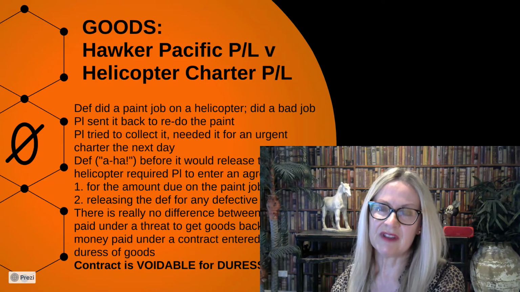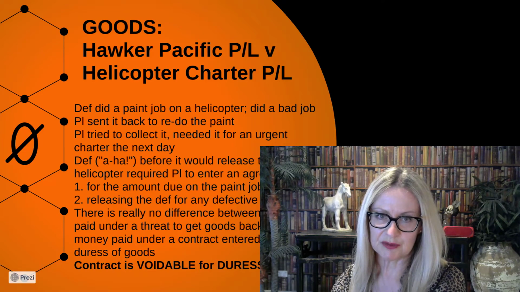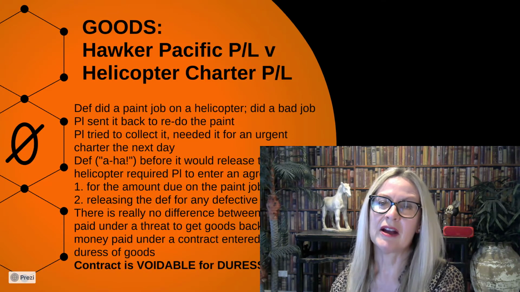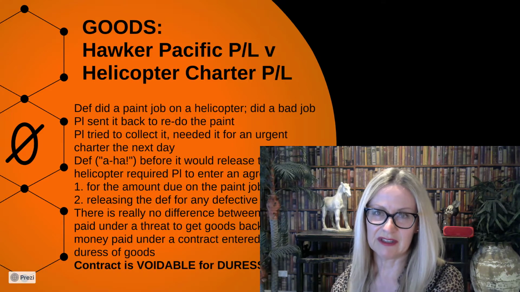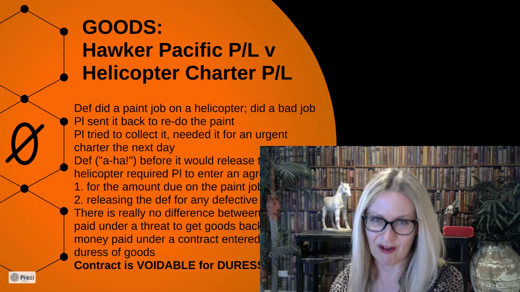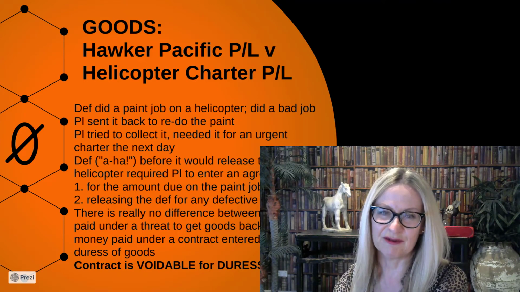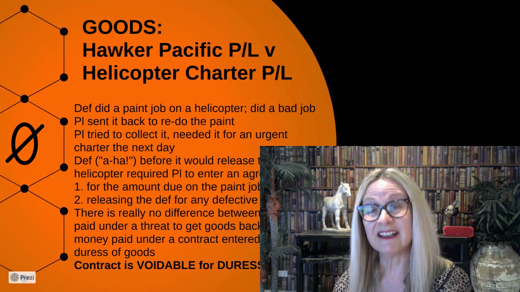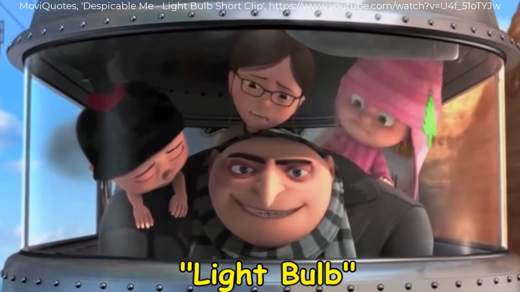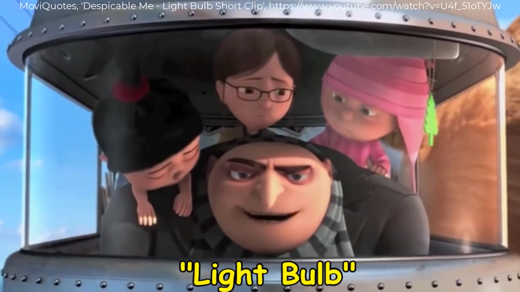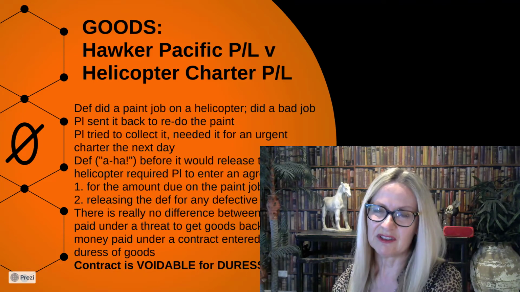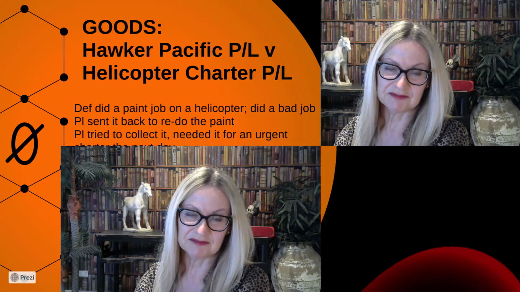The plaintiff then tried to collect the helicopter after the paint work was corrected. They needed it for an urgent charter the next day. Unfortunately, when they arrived to collect the helicopter, they made the mistake of mentioning the fact that they needed it for the urgent charter the next day, at which the defendant had an aha moment. Oh, come on! Light bulb. And spied their opportunity. Wonderful little vignette of human behaviour here.